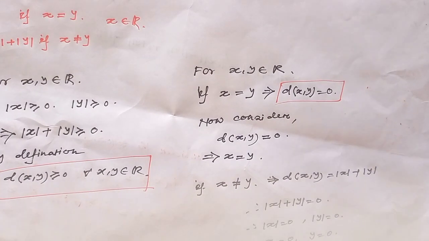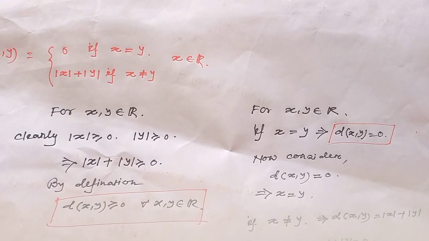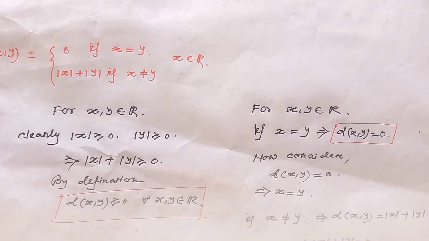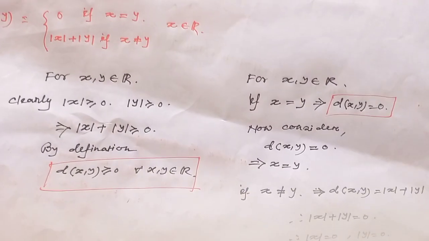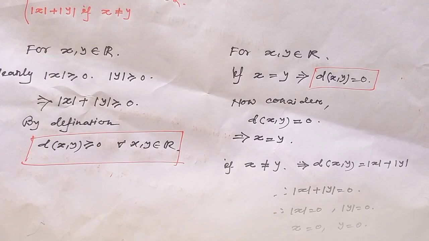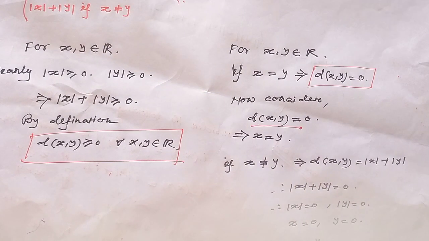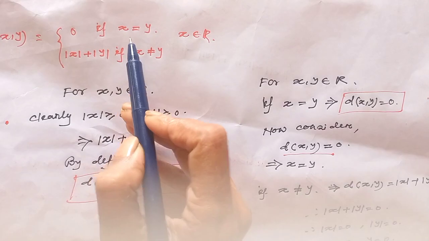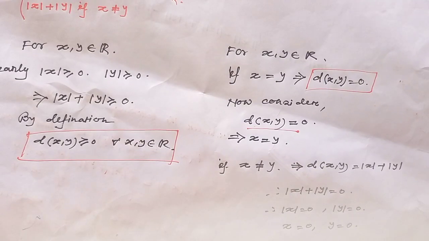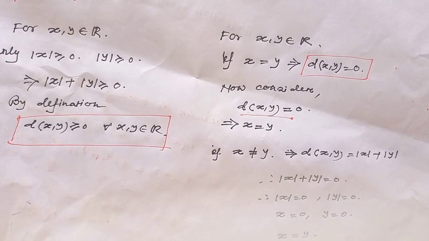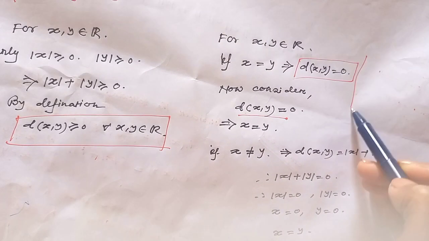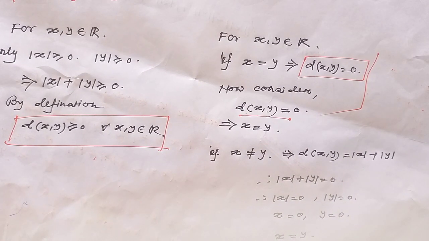This is the given condition. When x equals y, then d(x,y) equals 0. Now, since this is an if and only if condition, consider d(x,y) equal to 0. When d(x,y) equals 0, then that implies x equals y. That means the second condition is also satisfied.